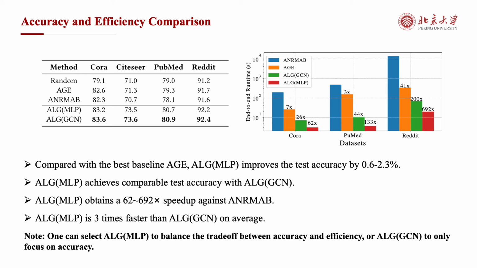ALG MLP achieves comparable test accuracy with ALG GCN, which verifies the effectiveness of the approximate model, query by committee strategy. ALG MLP obtains a 62 to 692 times speedup against ANR-MAB. ALG MLP is 3 times faster than ALG GCN on average. As ALG supports both MLP and GCN as the base model, the user can select ALG MLP to balance the trade-off between accuracy and efficiency, or use ALG GCN to only focus on accuracy.